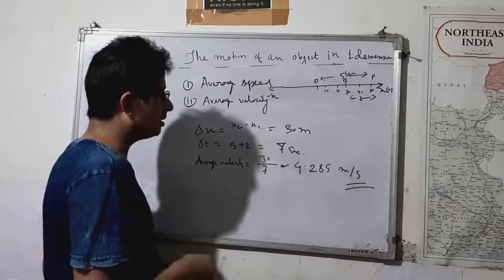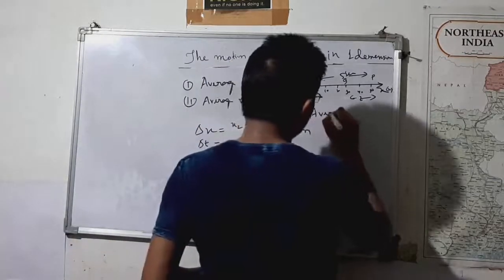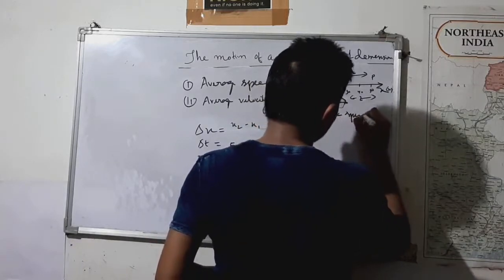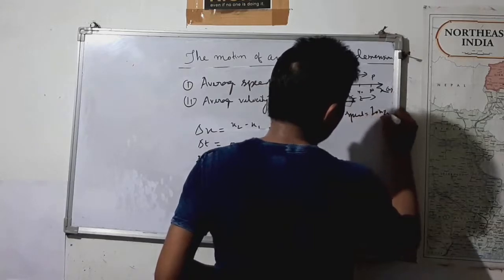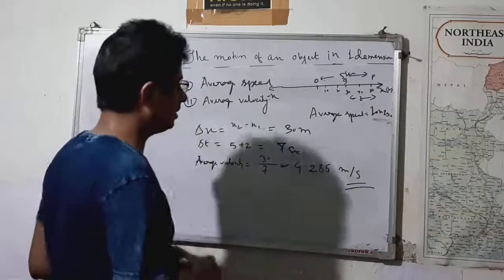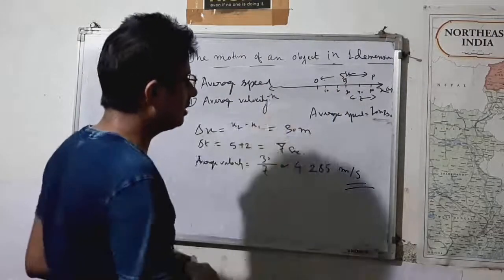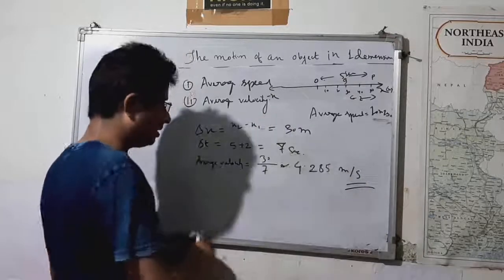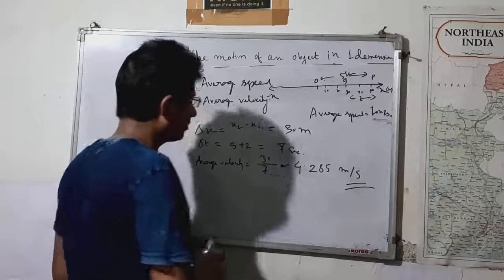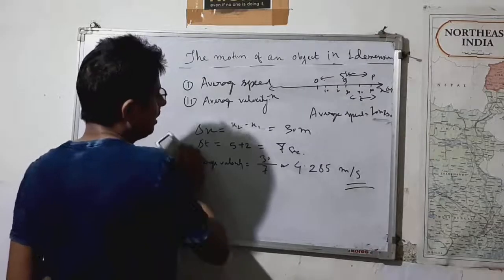If you notice, the value of average speed was 10 meter per second. So speed and velocity are two different things. The average speed of this example was 10 meter per second, but the average velocity here is 4.285 meter per second. But sometimes the average speed and average velocity have the same value.